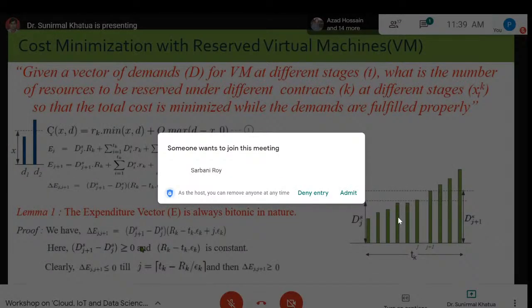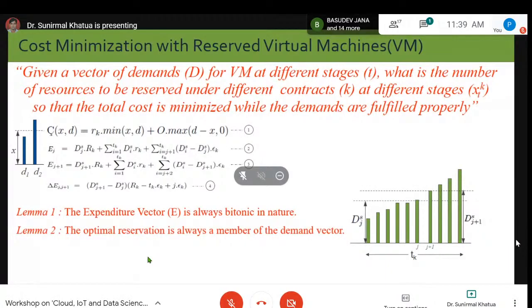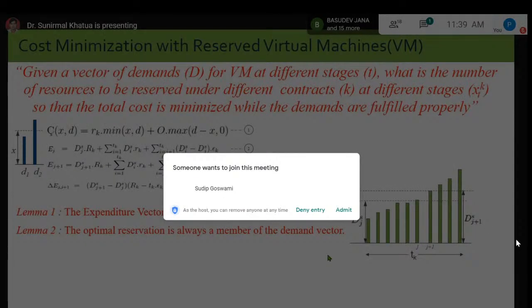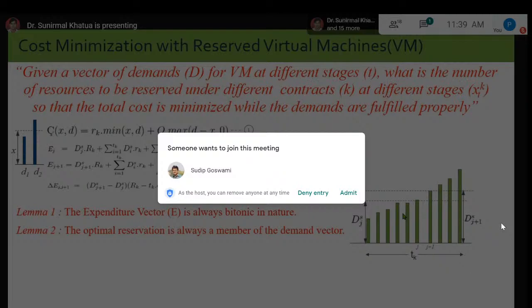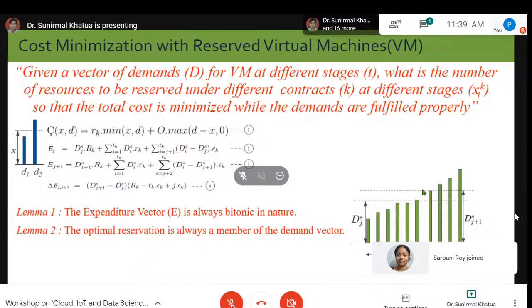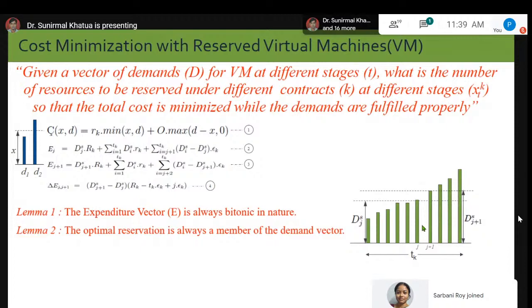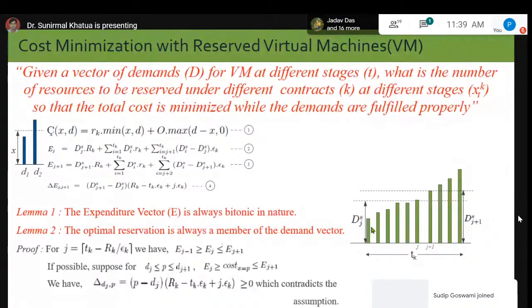The second observation that we have made is that the optimal reservation is always a member of the demand vector. It's not something in between j and j plus 1. We also prove that the reserved amount is always a part of this demand vector. It cannot be outside of that. No value other than these demands can reduce the cost further. So there is also a proof for that.